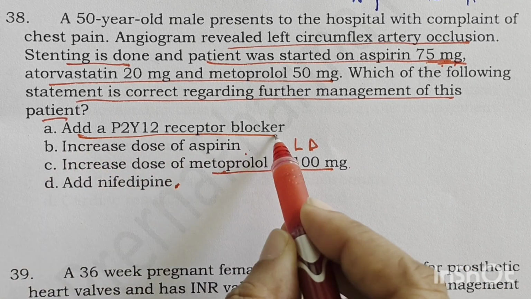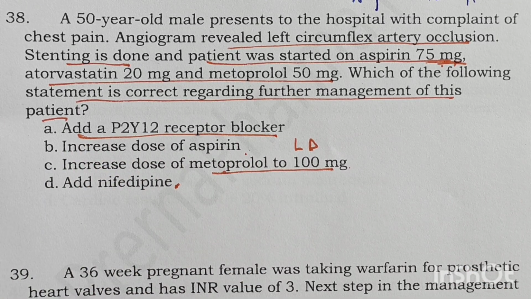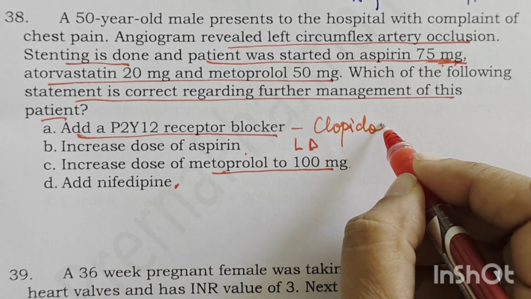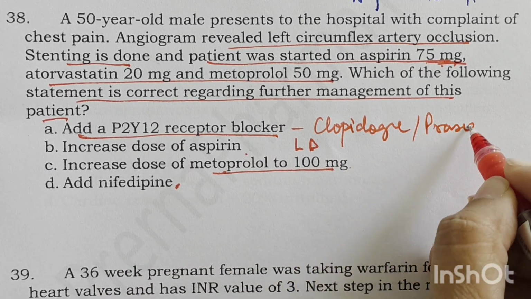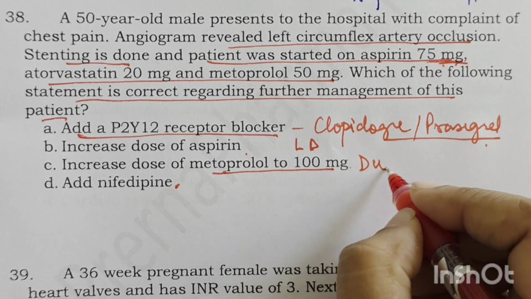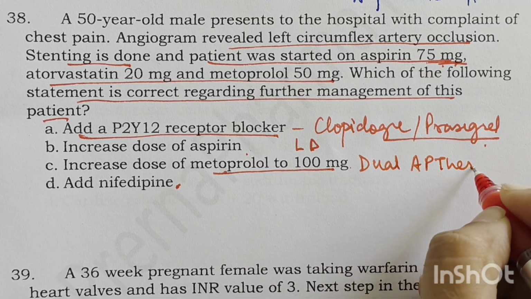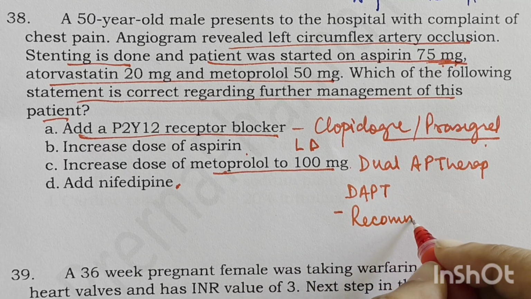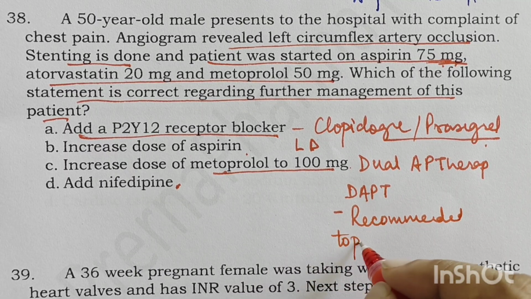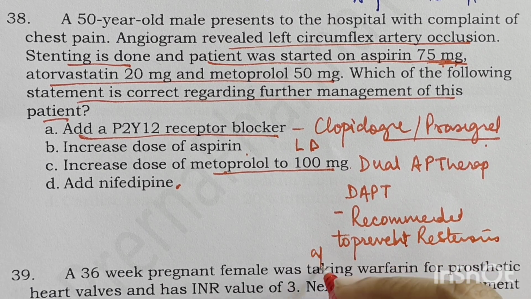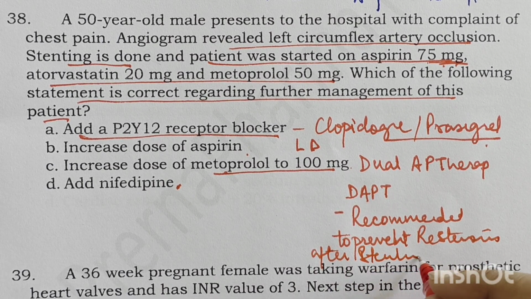Here we need to give the patient an antiplatelet. The P2Y12 blocker, that is clopidogrel or prasugrel, will be added to that patient. So that will reduce the chances of any clotting. So it is called dual antiplatelet therapy. This is called DAPT and this is recommended to prevent restenosis after stenting. So this is the drug therapy which is given to the patient.